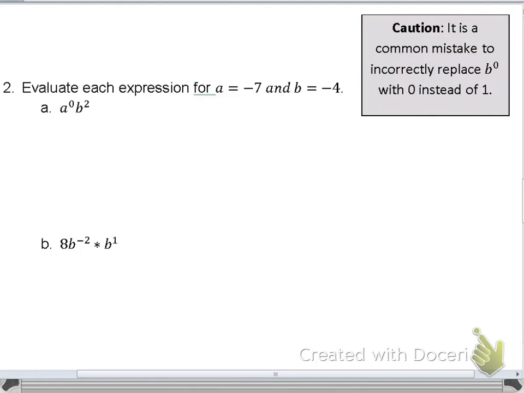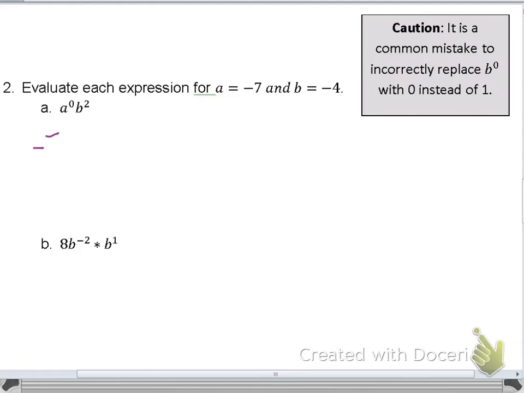Moving on to a couple more examples. Now we're actually going to solve using numbers. Just a caution in this box is it's a common mistake to incorrectly replace a number to the 0 exponent with 0 because we know a number times 0 is 0, but a number to the 0 exponent is actually 1, and we need to remember that. So we're going to plug in some numbers here.